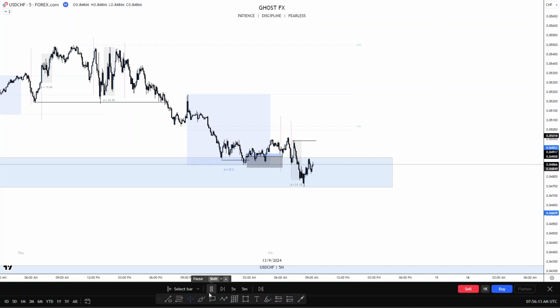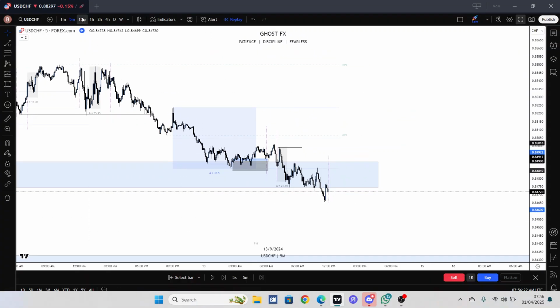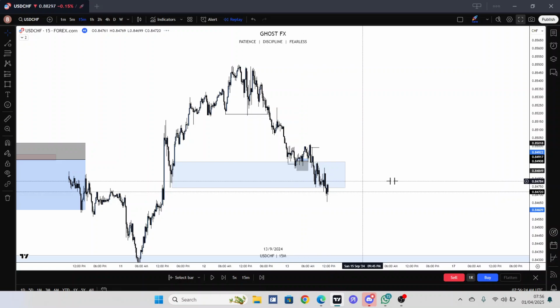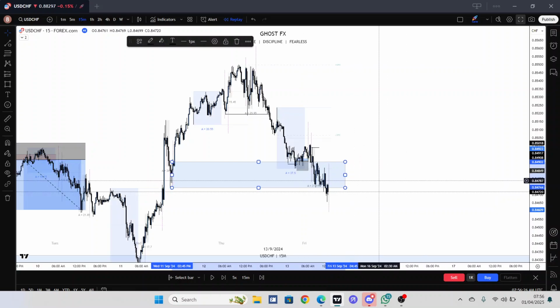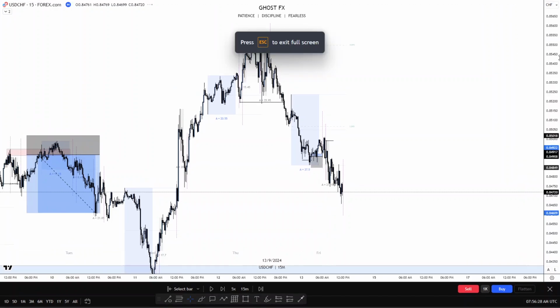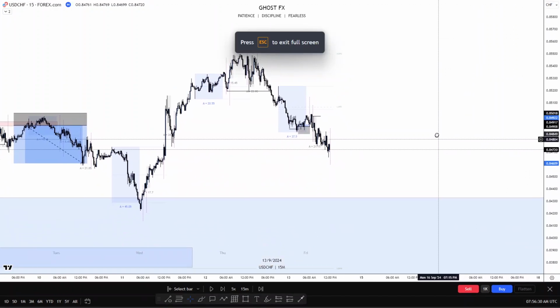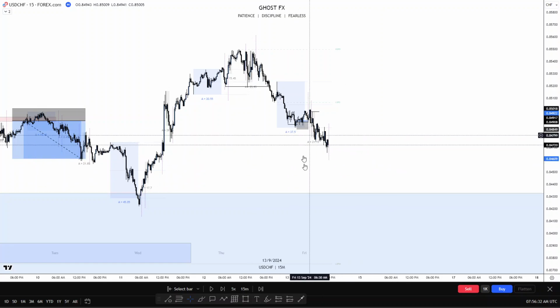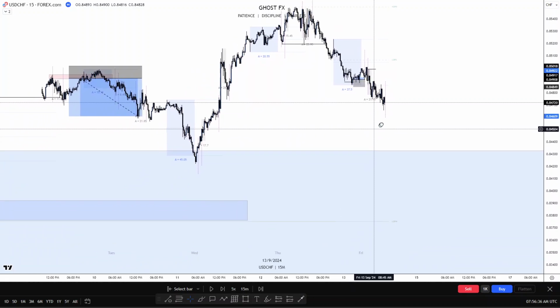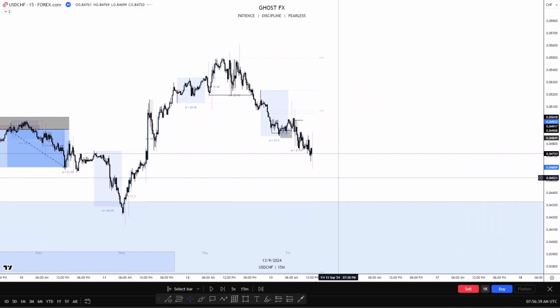Price goes ahead to validate the zone. Now, once price validates our zone, go to your 15 minutes again. Now, at any point here, price can reverse. At any point here, price can reverse. So just be waiting for an internal shift in market structure.